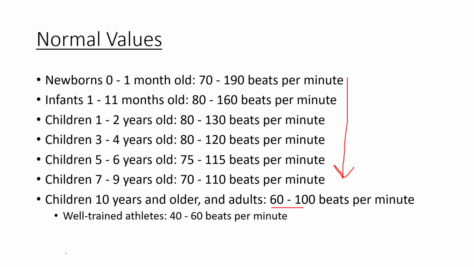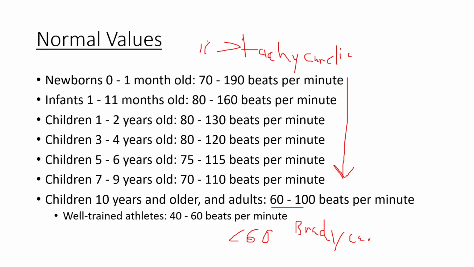Anyone above 100, we would call tachycardic. So that would be, write that out, tachycardia. It's a fast heart. And then anyone below 60, we call that bradycardia. And that's anyone who's below 60. This would be anyone above 100.